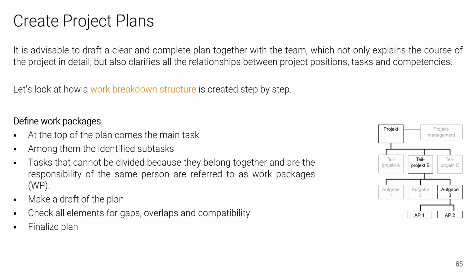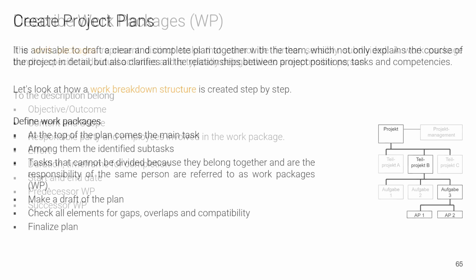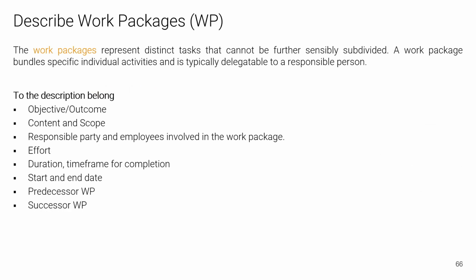To get a good overview of the upcoming tasks, the creation of a work breakdown structure is a useful thing. This can also be done well in a team. At the top of this plan comes the main task, and below it, the already identified subtasks. Tasks that cannot be divided because they belong together and are the responsibility of the same person are referred to as so-called work packages. The first draft should then be reviewed again and then finalized. We have now reached the lowest level of the project structure plan with the work packages.